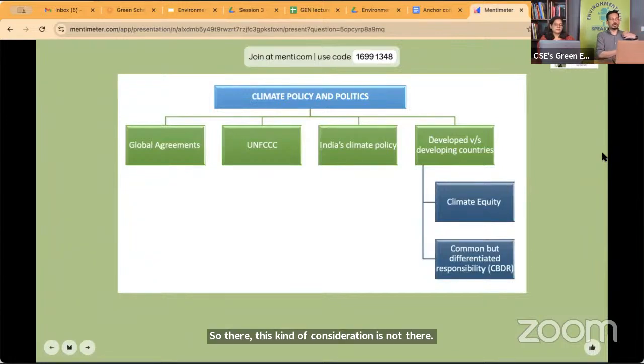So when we talk about other fields or other disciplines like trade, we ought to know, when we are dealing with such policies, how to take the issue of equity and CBDR into them when climate is being included. So I think these kinds of policies are important in that sense as well.